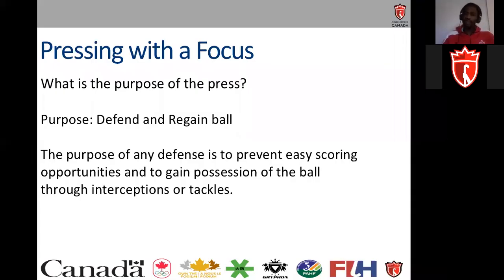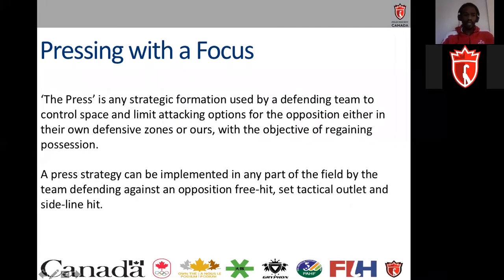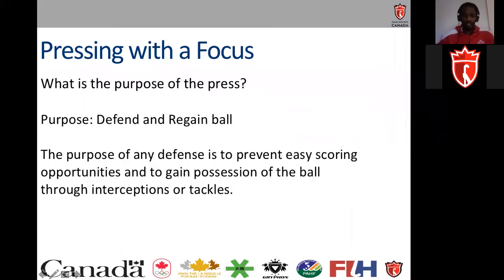First and foremost, the purpose is to defend, and then also to regain the ball. The purpose of any defense is to prevent any easy scoring opportunities, to stop easy scoring opportunities and to gain possession of the ball through either interceptions or tackles.